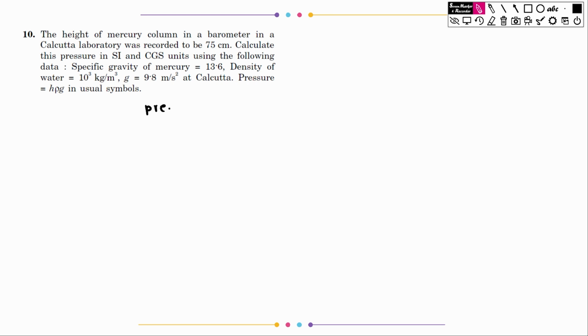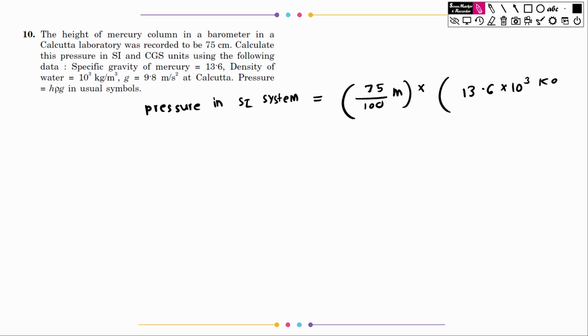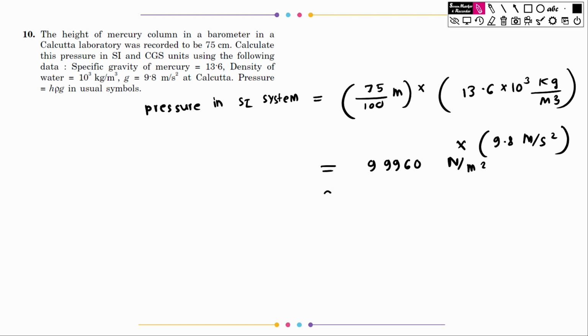Therefore, pressure in SI system is 75 divided by 100 meter into 13.6 into 10 power 3 kg per meter cube into 9.8 meter per second square, which is equal to 99960. And in SI system, unit of pressure is Newton per meter square, which can be approximated as 10 into 10 power 4 Newton per meter square.